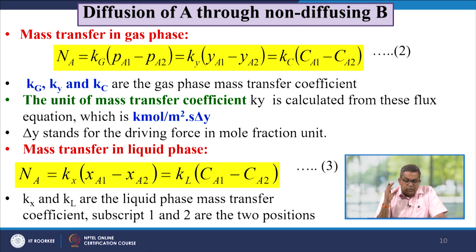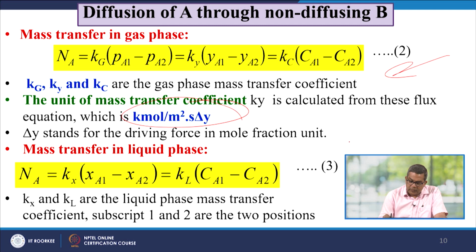So, if we talk about the diffusion of A through non-diffusing B, the mass transfer in gas phase can be given as per equation number 2, that is Na is equal to Kg (Pa1 minus Pa2), and that is equal to Ky (Ya1 minus Ya2), and that is equal to Kc (Ca1 minus Ca2), where Kg, Ky and Kc are the gas phase mass transfer coefficients. The unit of the mass transfer coefficient Ky is calculated from the flux equation, and is equal to kilomole per meter square second delta Y, where delta Y stands for the driving force in the mole fraction unit.